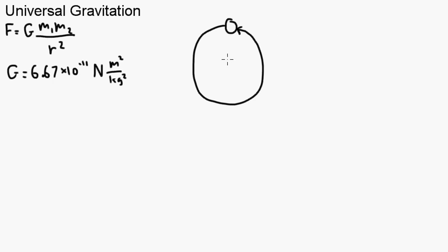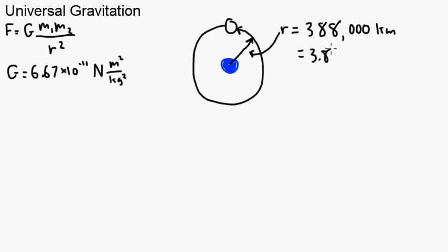Okay, so let's do, here's the Earth. I'll do it in blue because I'm feeling bluey today. And let's say the radius of the orbit, so this is r, the radius of the moon's orbit, is, I believe, 388,000 kilometers, which equals 3.88 times 10 to the 5th kilometers, so it's really 10 to the 8th meters.